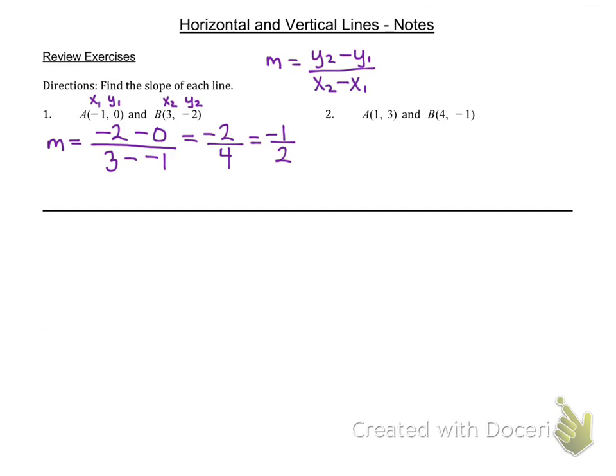Let's do the same thing with number 2 with our points A and B. So I'm going to do m equals negative 1 minus 3 over 4 minus 1. Negative 1 minus 3 is a negative 4. 4 minus 1 is 3. So the slope of this line is negative 4/3.